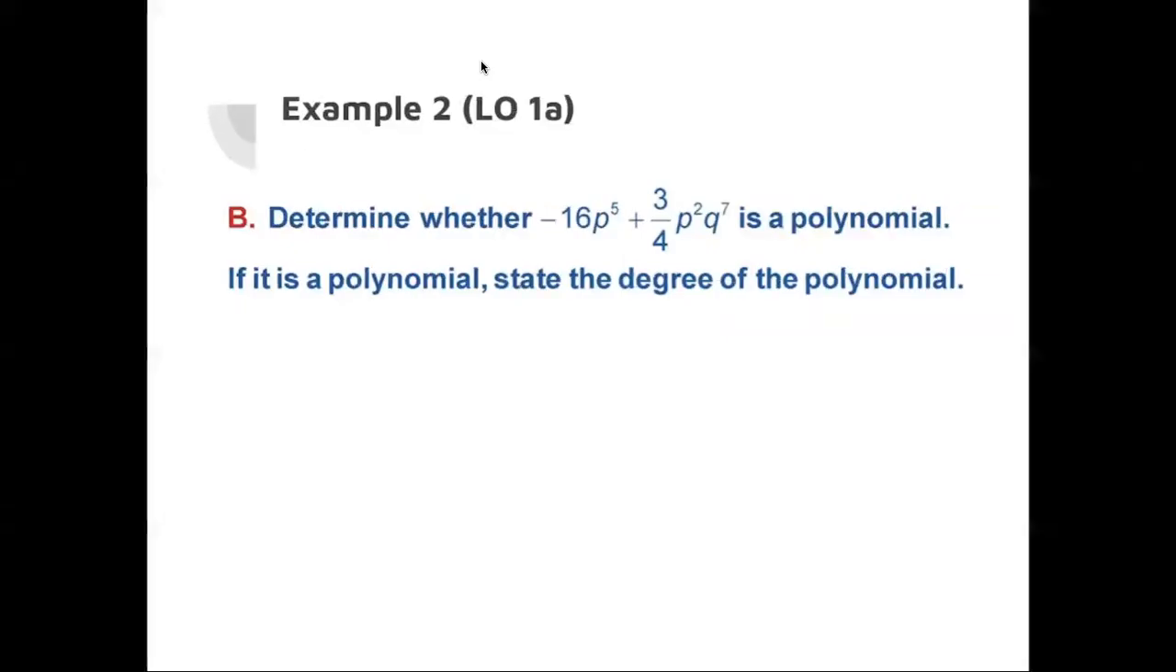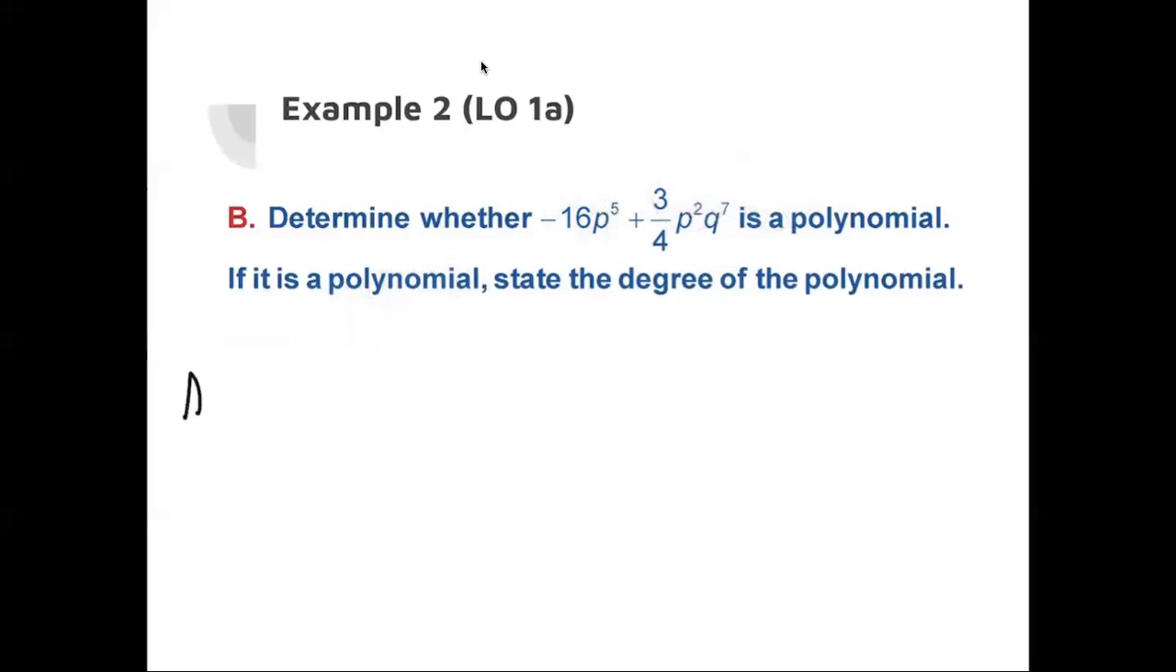Okay. Let's look at the second example. Determine whether minus 16p to the power of 5 plus 3/4 p squared q to the power of 7 is a polynomial. If it is a polynomial, state the degree of the polynomial. So the coefficients are basically real numbers, right? They're not imaginary numbers. So let's give a check mark for the first condition. Let's look at the exponents. Are these whole numbers? Yes, they are. It does not have a fractional exponent or a negative exponent because it is a whole number, right? So this meets all the conditions of a polynomial.